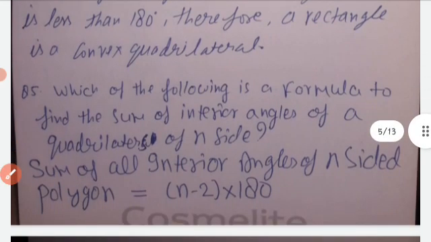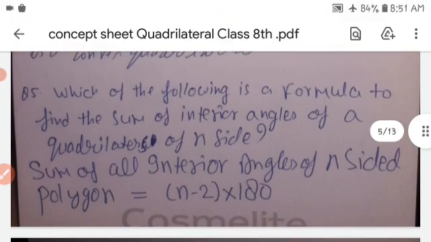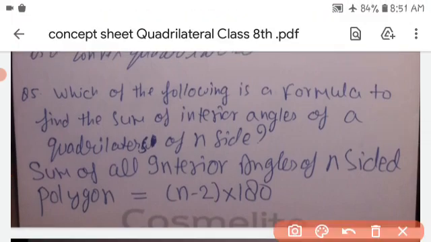Question 5. Which of the following is the formula for the sum of interior angles of an n-sided polygon? The sum of all interior angles of an n-sided polygon is equal to (n minus 2) into 180 degrees.